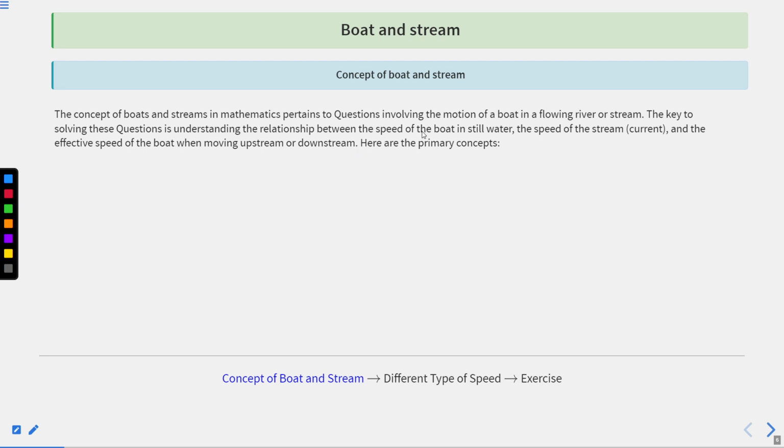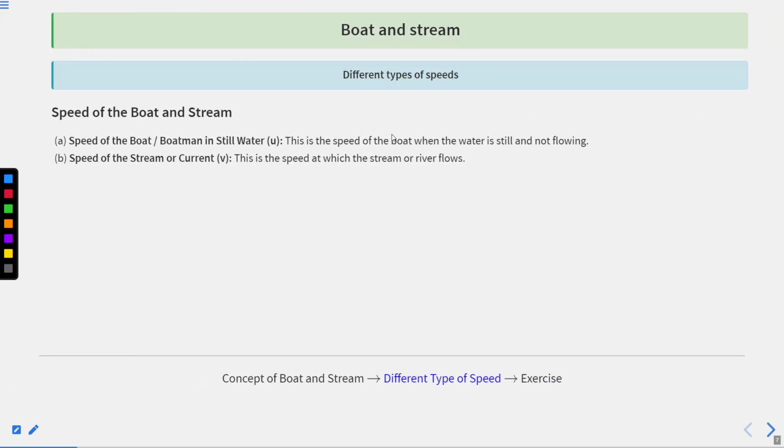So there are a lot of terms that seem very new, correct? So first of all, we must discuss what those are: speed of stream, speed of boat, upstream, downstream. So we are going to study all these things in detail. So speed of boat and stream. The speed of boat slash boatman in still water.